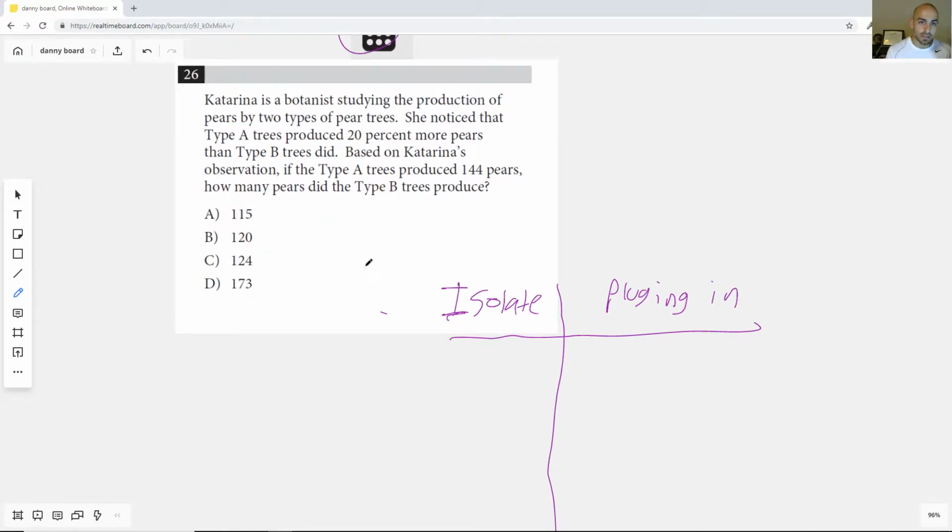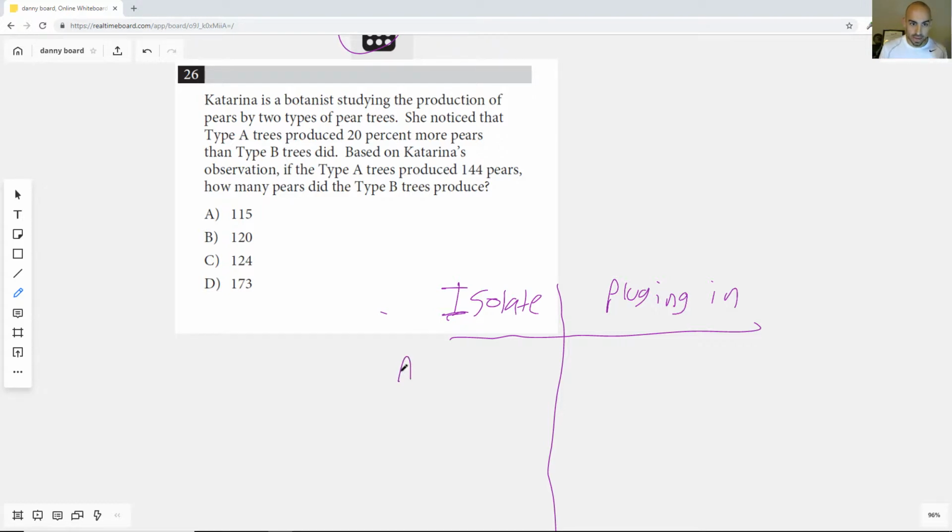Katerina is a botanist studying the production of pears by two types of pear trees. She noticed that type A trees produced 20% more pears than type B trees did. Based on Katerina's observation, if type A trees produced 144 pears, how many pears did the type B trees produce?